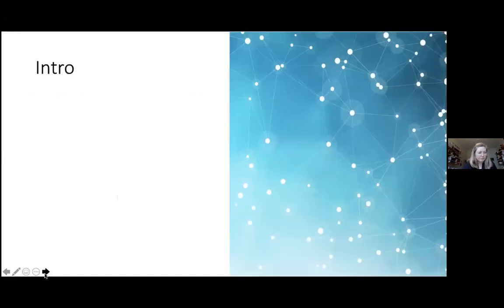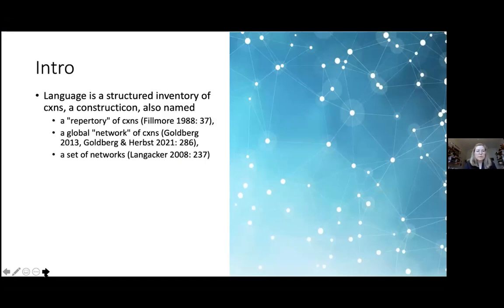So one of the key ideas of construction grammar is the idea that constructions in a language comprise not an unordered list, but rather a structured inventory termed constructicon or repertory or network or set of networks. These are all comparable terms that capture the major idea that there is some sort of structure in a constructicon, that there are systemic relationships that link constructions to each other.